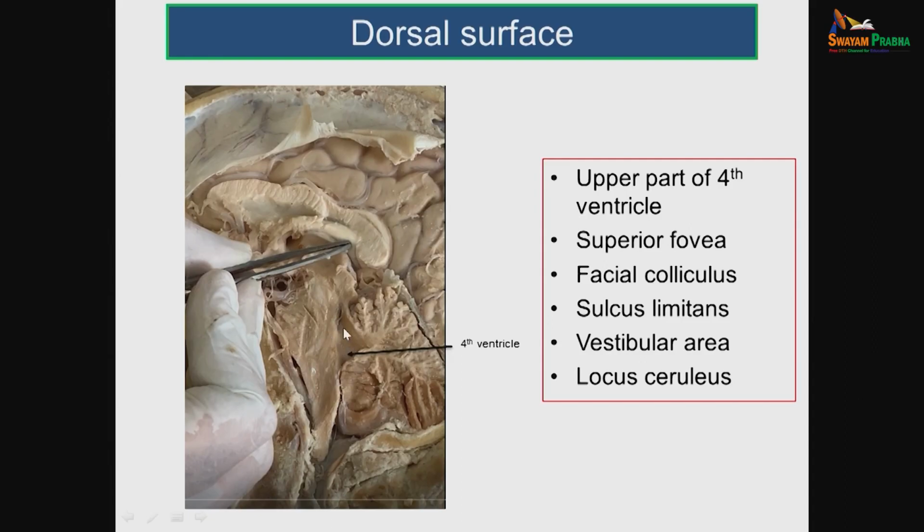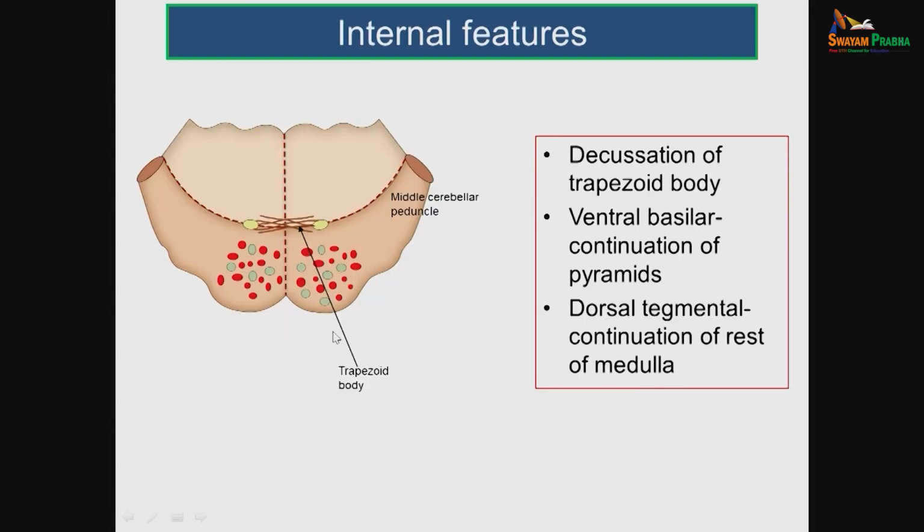And here you can see there is a sulcus limitans, this separates the sensory from the motor area. And here this area is called the vestibular area, because the vestibular nucleus is present. And here in the sulcus limitans, this is called the superior fovea, and here the discolored area is called the locus ceruleus. So, this is what we see on the dorsal surface, mainly it forms the floor of the fourth ventricle.